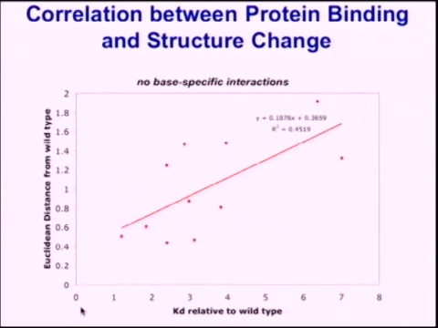binding affinity and the Euclidean distance. So in other words, the farther away you are from the wild type version of the DNA structure and the worse you are binding compared to the wild type, there tends to be a trend over here.